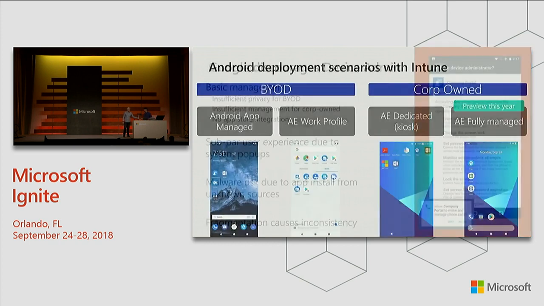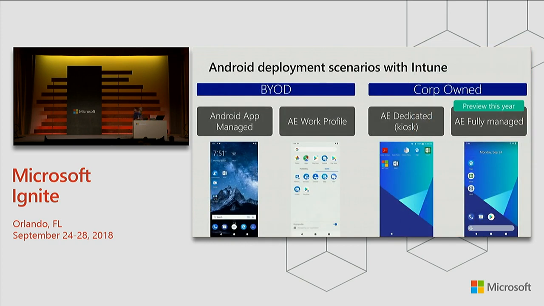Cool. Thank you, Chris. So let's talk about Android Enterprise. There are two main buckets of scenarios: your personally owned devices and your corporate-owned devices. In Intune, the way that we look at managing Android devices is, let's start from the left with Android app managed. That's our lightest touch approach. If you don't want to be in the business of managing devices, we provide you the ability to manage your applications. That is the lightest touch possible to secure your productivity.